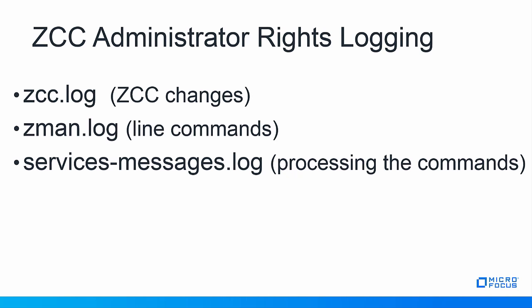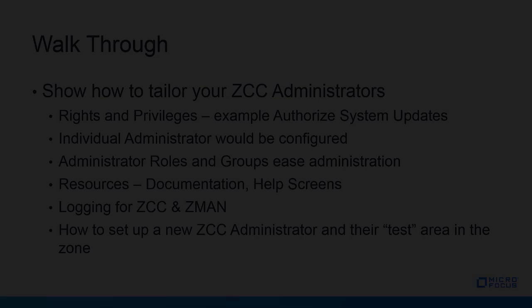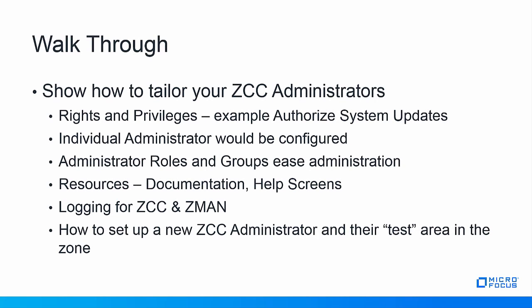ZCC administrator rights logging is in the ZCC.log and the ZMan log and the service messages log. And these are found in ZENworks home log. Also, some of the resources are the ZCM 2017 command line documentation, ZMan prompt will give you some help, and the ZCC help and online documentation right in ZCC. The question mark in the upper right-hand corner of the pop-ups, as well as the help in the upper right-hand corner for each page.